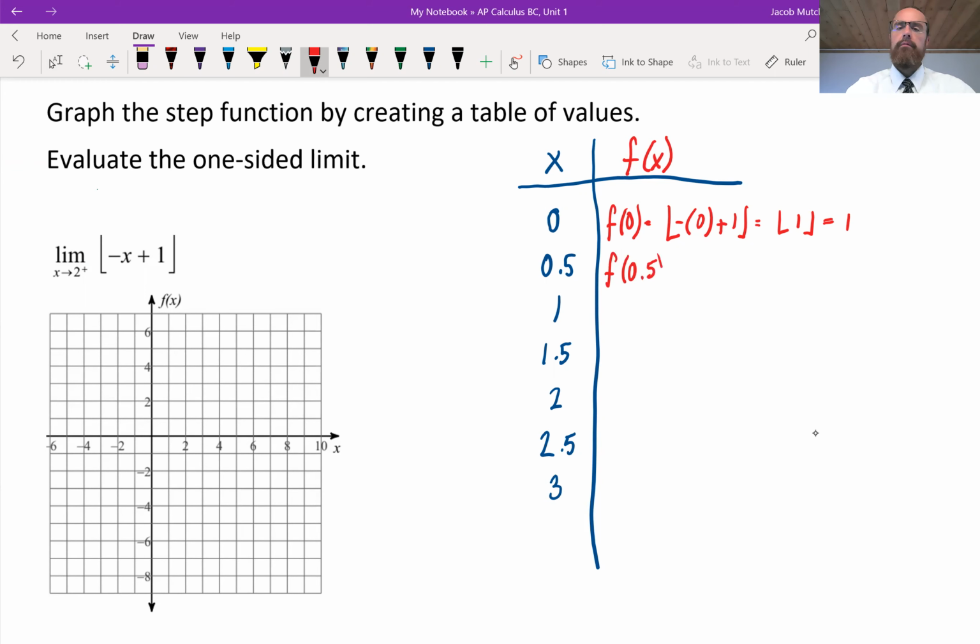Let's see what we get when we have a decimal. So f at 0.5 is -0.5. I put the parentheses just in case that input was -x, it would give me a correct sign change. Here I probably don't need it, but I do it. So -0.5 plus 1 is 0.5.